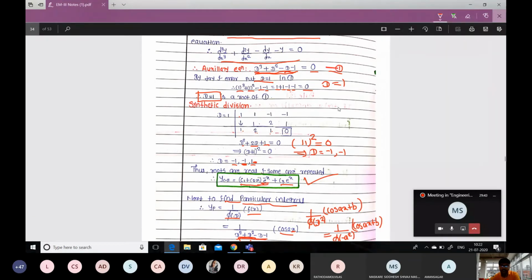So look at, I'm just writing the auxiliary equation here, d cube plus d square minus d minus 1. When you are using the synthetic division, you must know at least one root, and that one root you can find by using trial and error method or by using a calculator. So I know d equal to 1 is a root of this equation, d cube plus d square minus d minus 1. So I'm just writing that root here.